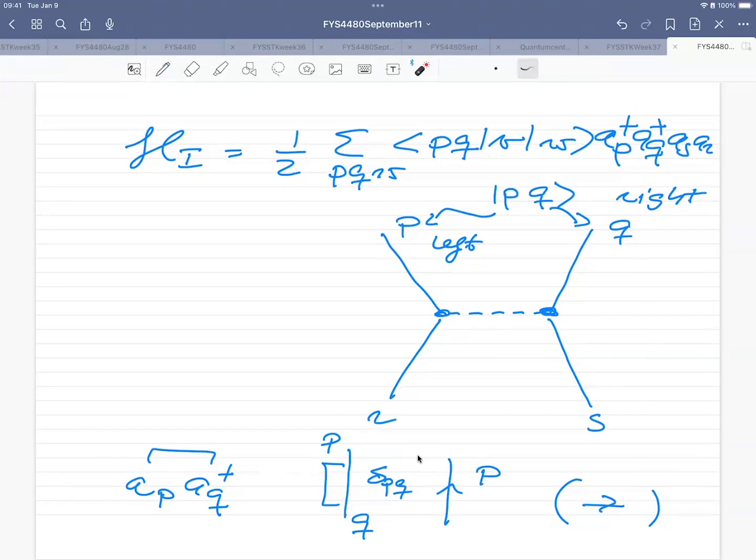Okay? Oh, sorry, I actually wrote it wrongly here. So that should be PQ, sorry. That's the outgoing state. And then this is the incoming state. Thanks.